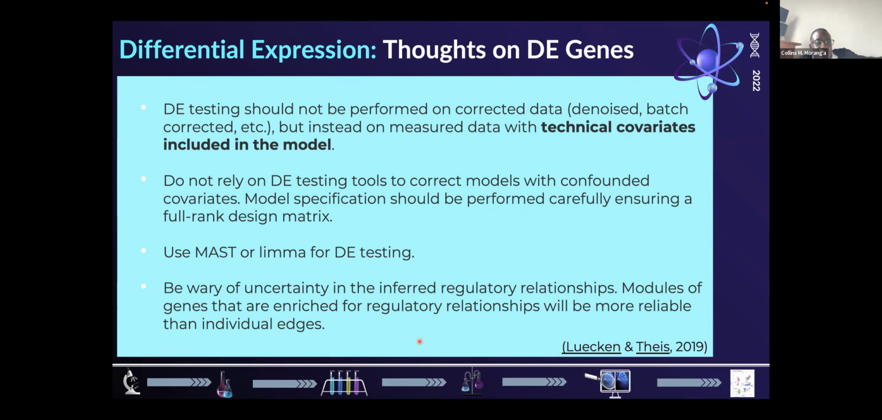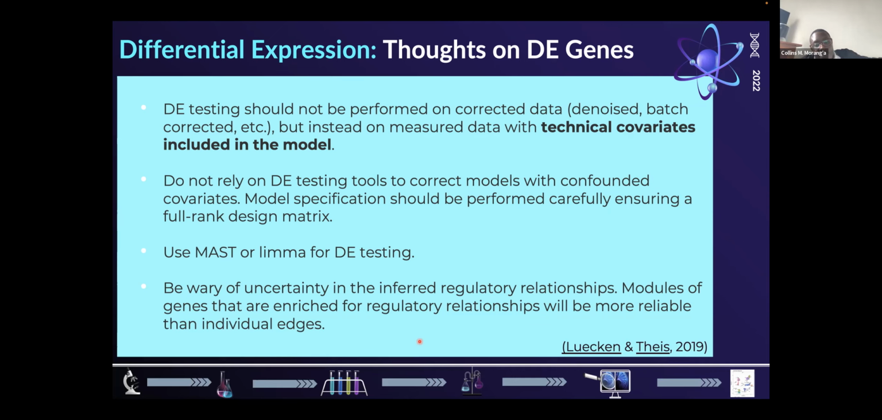Sometimes do not rely on differential expression testing tools to correct models with confounded covariates, because some of the software are not, I'll use the word, aware of the covariates that might be existing within your data set. So you should be careful when you're doing differential expression testing. Some of the recommended methods are MAST or limma for differential expression testing.